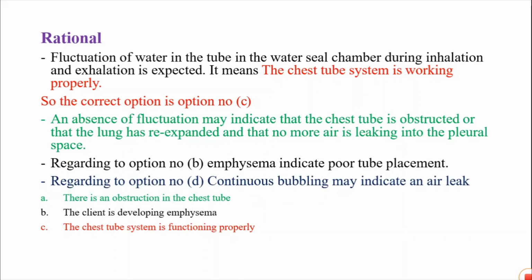Regarding option number D, there is a leak in the chest tube. If there is a leak in the chest tube, there will be continuous and excessive bubbling, and this indicates an air leak in the chest tube. So the correct option is option number C.